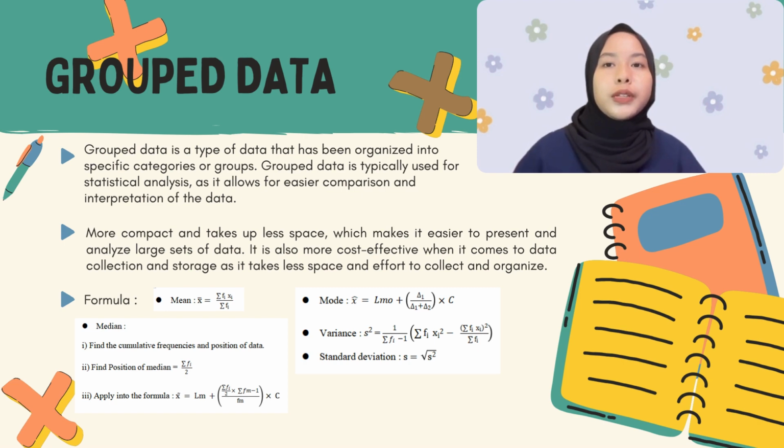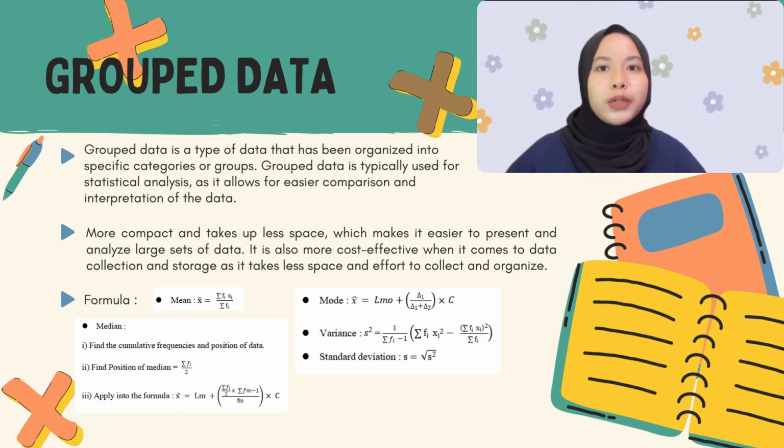For the formula, mean is calculated using fx divided by f, where f is the frequencies. For median, first we need to find the cumulative frequencies and the position of the data. Next, we find the position of the median by using the formula f divided by 2, and then apply it into the formula shown below.